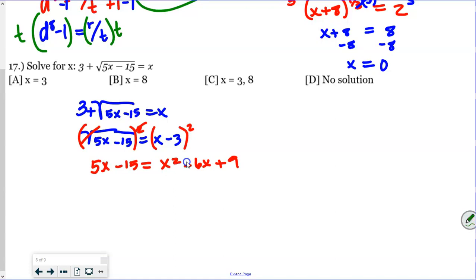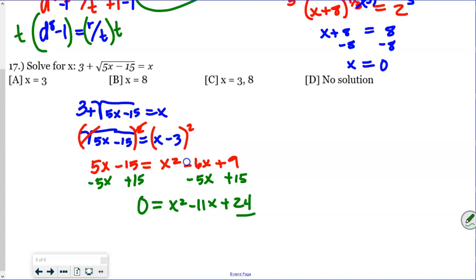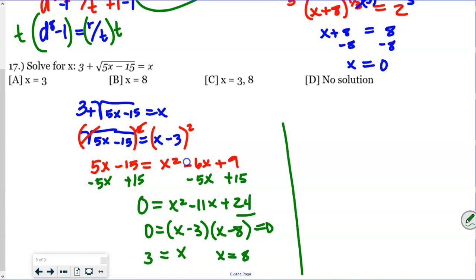Then we're going to do what? Subtract the 5x from its like term, and we're going to add 15 to its like term. So that's going to give us 0 over here, and that's going to be x squared minus 11x plus 24. So then we're trying to figure out what are the factors of 24 that add up to be negative 11. So that's going to be 0 is equal to x minus 3 and x minus 8, right? So then we're going to set each of those equal to 0. So that's going to be x is equal to 3 and x is equal to 8. Am I done? No, I have to check both of these, right?